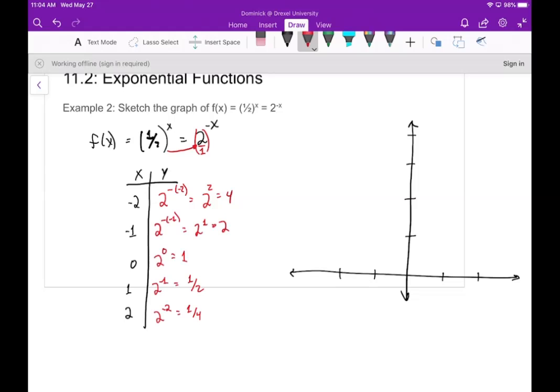So -2 comma 4 put us up here. -1 comma 2 will put me here. And we have 0, 1, 1, 1/2, and 2, 1/4. Right? So this is going to be exactly the mirror image. So we get something like this. Of course, that should go through there, but I can't draw very well. So something like that. All right, so we're getting the mirror image. And again, keep in mind that this will not cross over, but it will just sort of hug the axis.